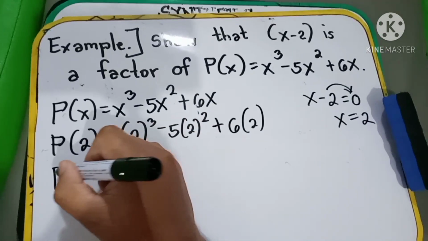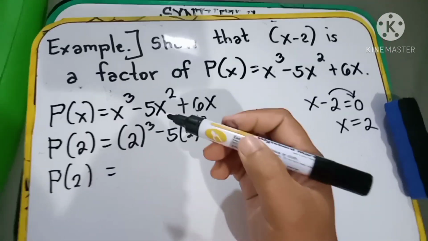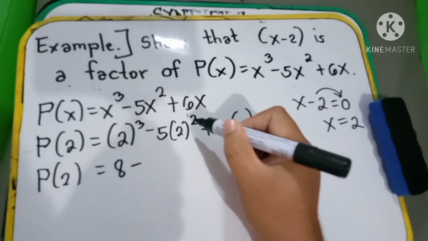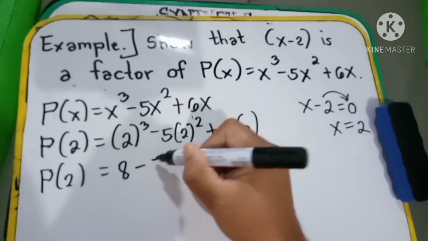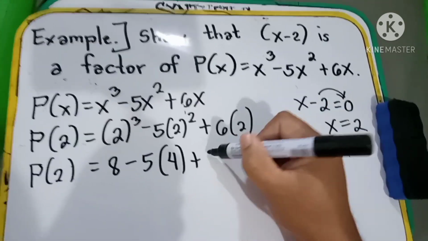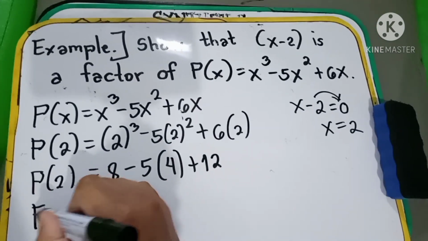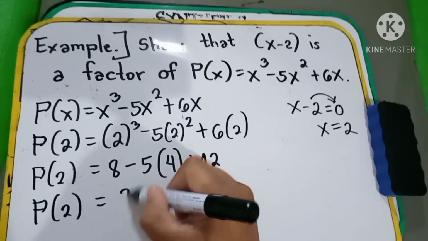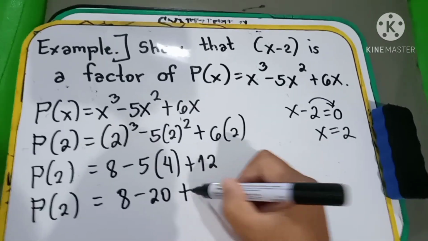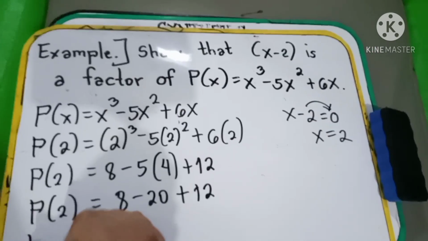We have p of 2 is equal to 2 cubed, that is 2 times 2 times 2, which is 8, minus. We simplify first the expression within the parentheses or the exponent. We have 5 times 2 squared, which is 4, plus 6 times 2, which is 12. Then again simplify. We have p of 2 is equal to 8 minus 5 times 4, which is 20, plus 12.